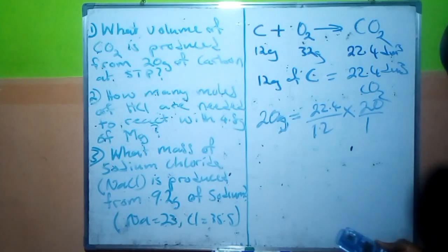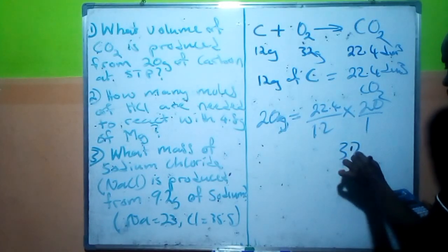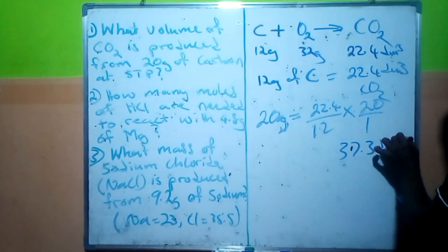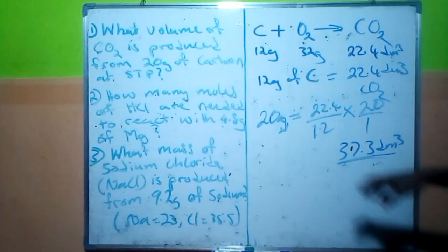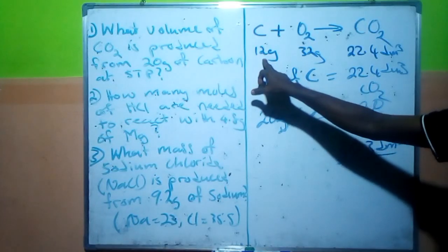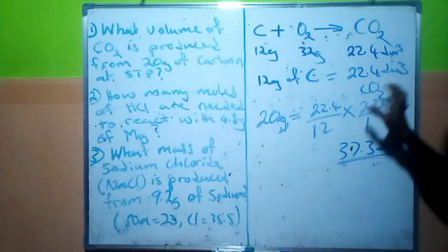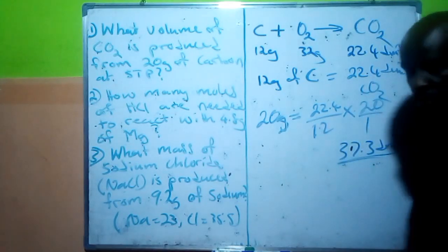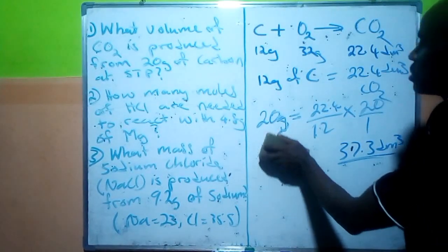So what we have here is 37.3 GM cube. That is what we have here. Now note how we are able to get this thing done by comparing them. Since 12 grams will give us 22.4 GM cube, then we're able to get this one. This one, like I told you, is mass to volume relationship, mass to volume stoichiometry. So we're going to be dealing with the second question.